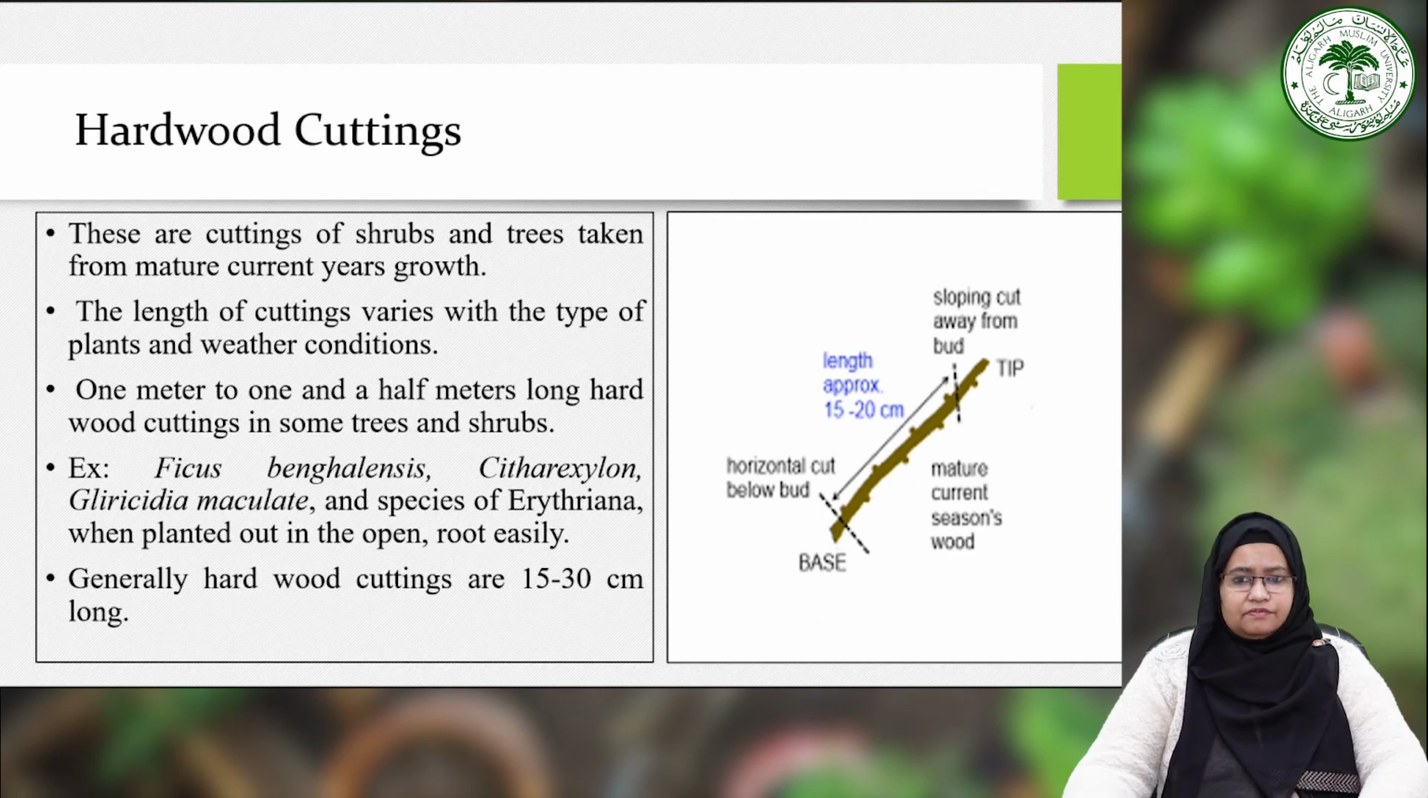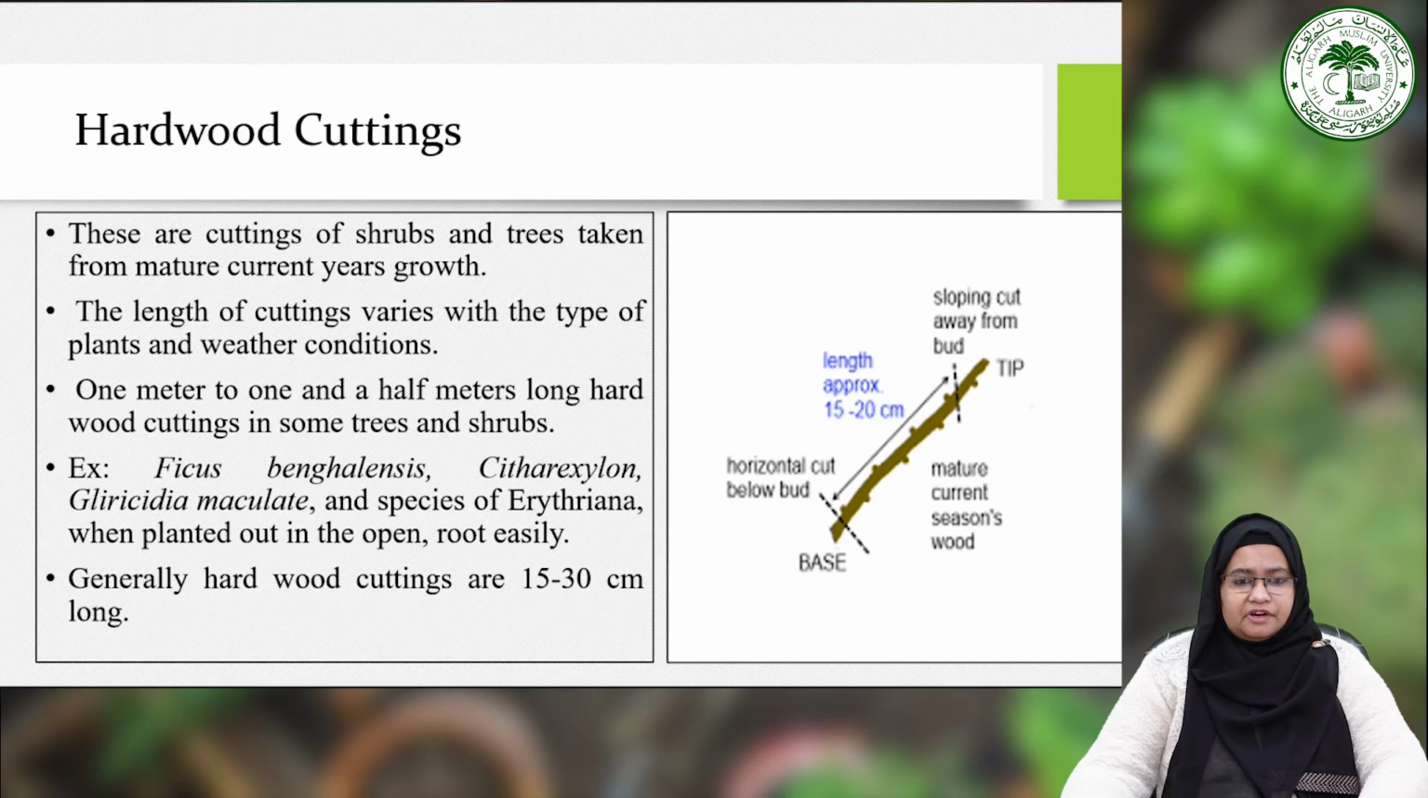One to 1.5 meter long hardwood cuttings are used in some trees and shrubs, for example Ficus bengalensis, Citharexylum, Gliricidia, and species of Erythrina, which root easily when planted down in the open.